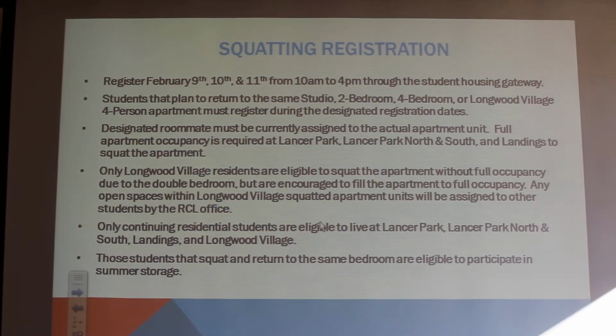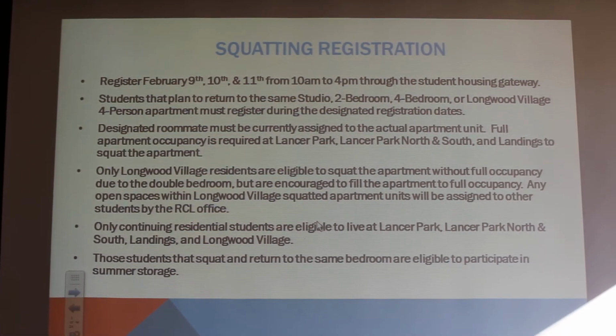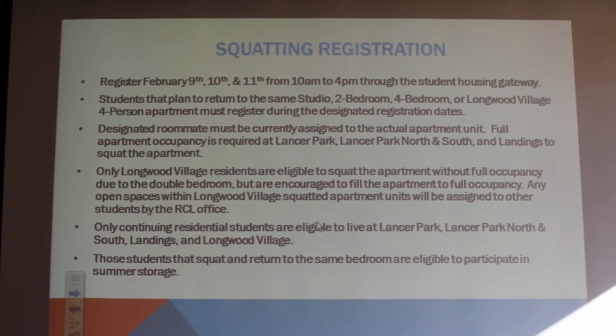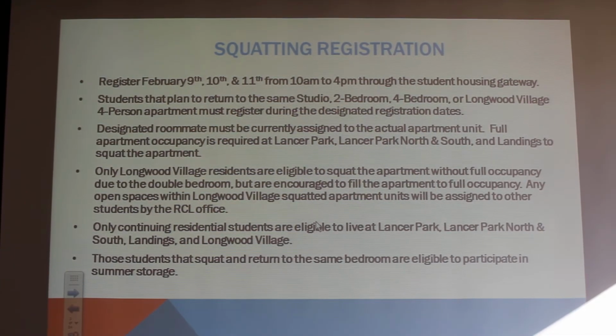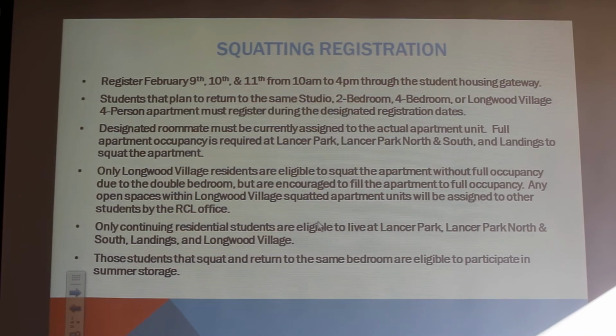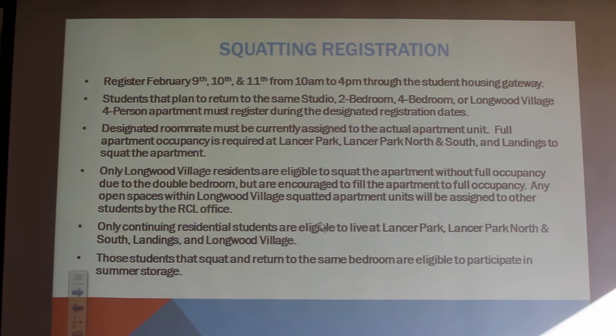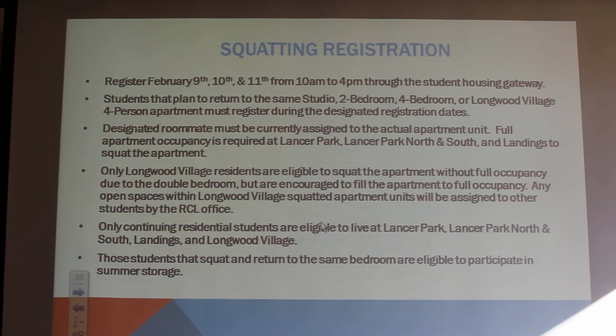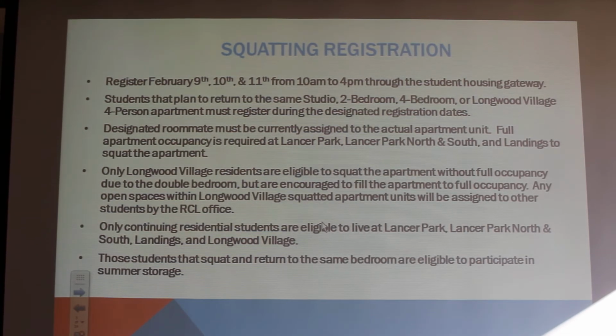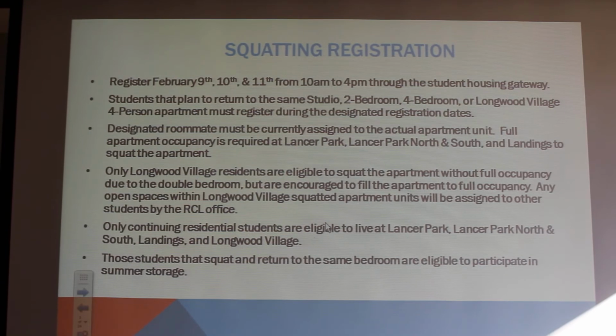The designated roommate will be one of the individuals that is currently registered in that actual apartment unit. Meaning, if I live in Longwood Village, apartment 100B, and I am pulling in 3 roommates to live with me next year, I need to be the person logged into the computer system because I currently live in Longwood Village 100B, and then I can pull in the other roommates during the registration process.